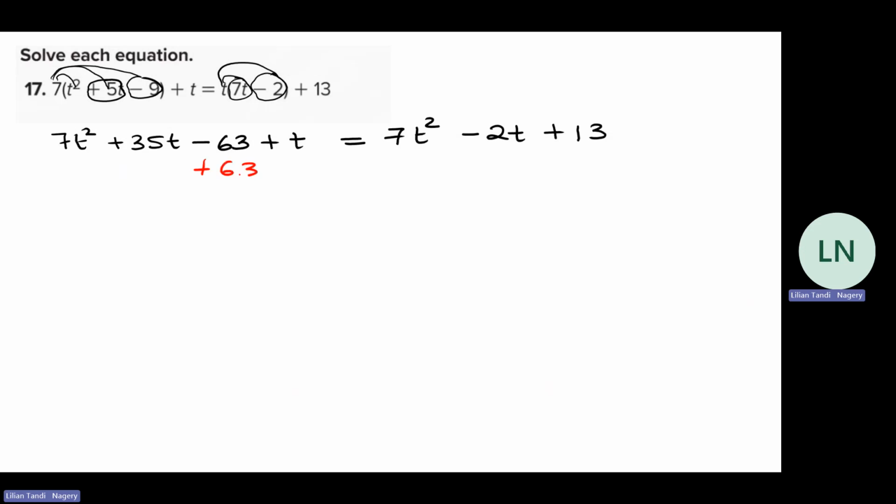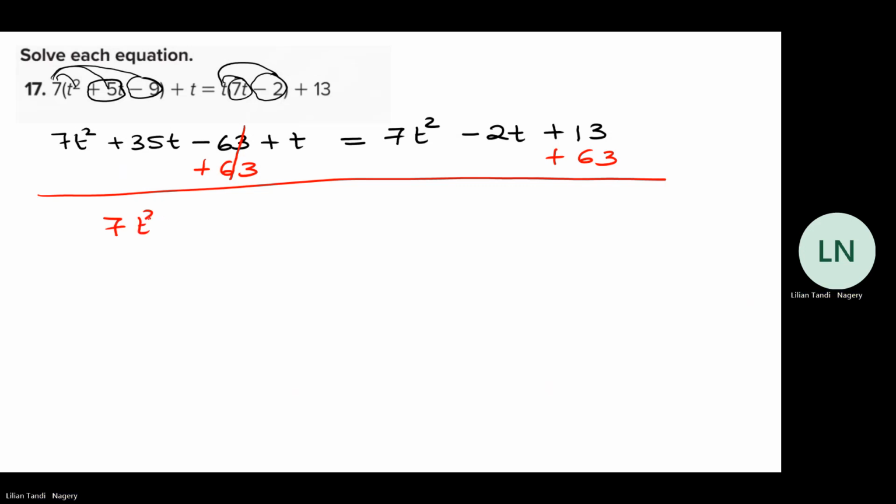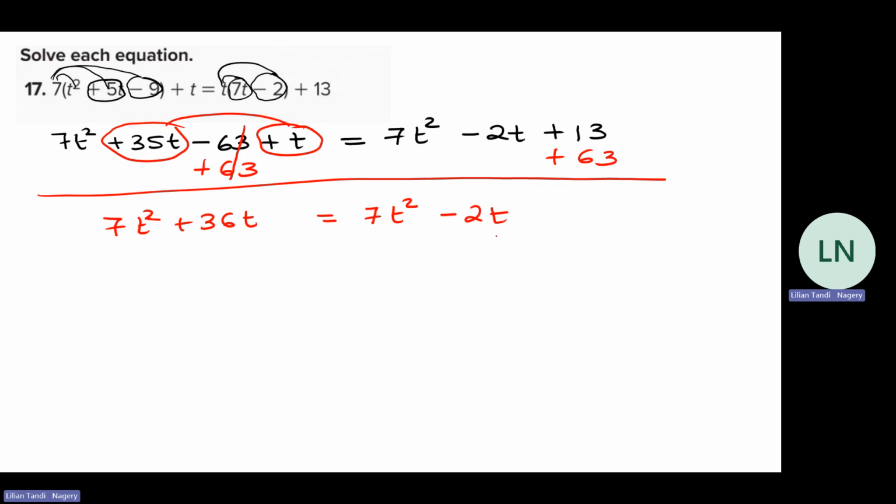Plus 63 plus 63. This will go. Then I will have here 7t squared plus 36t, because this and this are friends. So positive 35t plus t is 36t. Then I will have here 7t squared minus 2t. Okay, so what will I do?